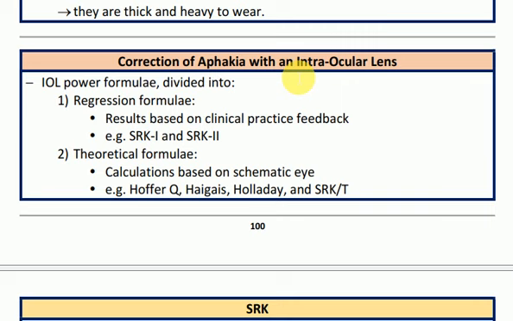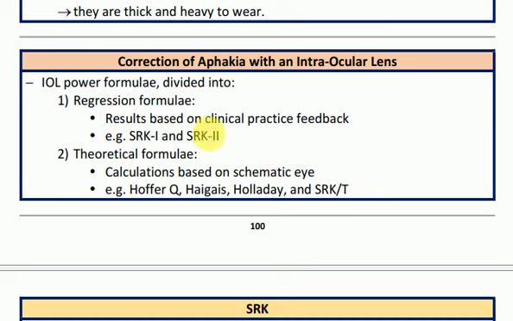Post-operatively, it is desirable to predict the power of the IOL which will render the individual patient emmetropic or in some cases produce a desired refractive error. So many theoretical formulas have been devised for predicting IOL power based on the calculation of the divergence power required in the plane of the IOL at a known position within the eye. IOL power formulas are divided into regression formulas and theoretical formulas.